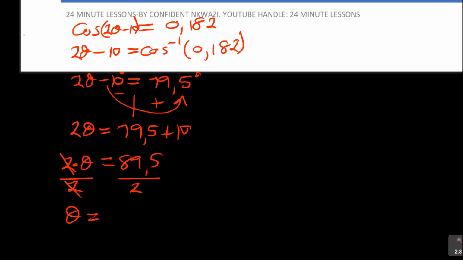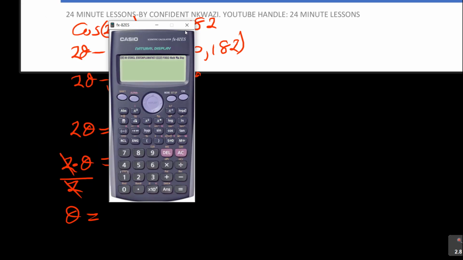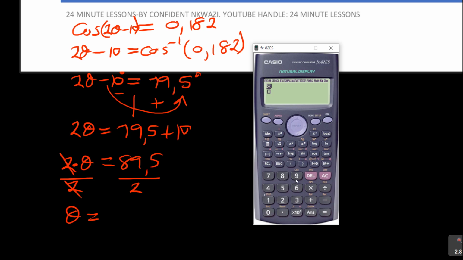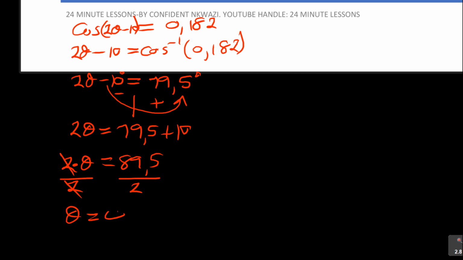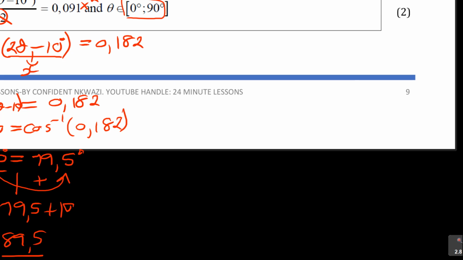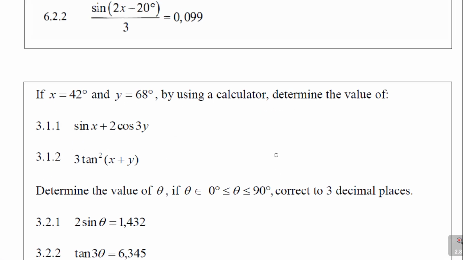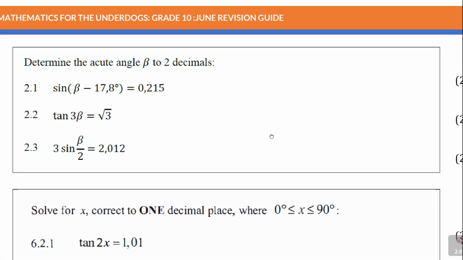And that 89,5 you divide by what? You divide by 2, and then it will give you now the answer as what? 44,75. One decimal place, 44,8. That's how these questions you can approach them as they come. Alright. Difficult? I don't think so. Easy? Not really easy, but manageable.